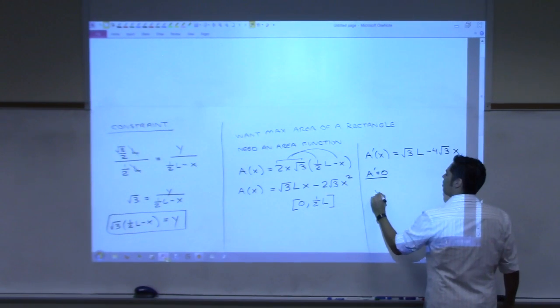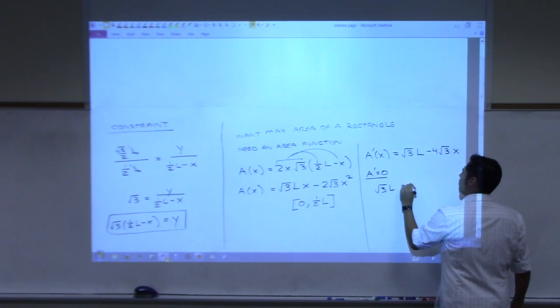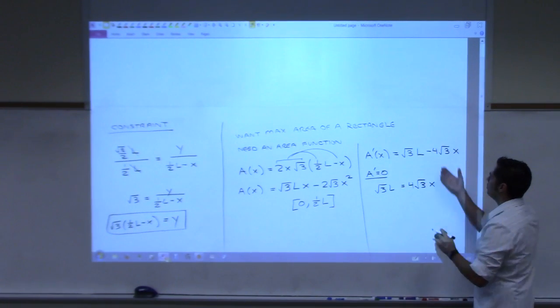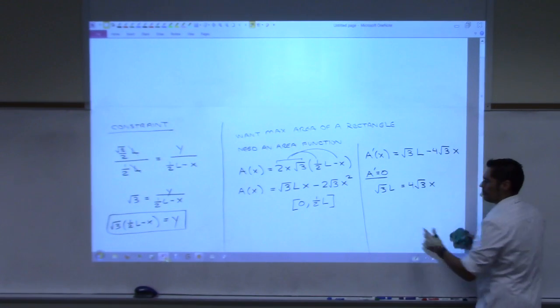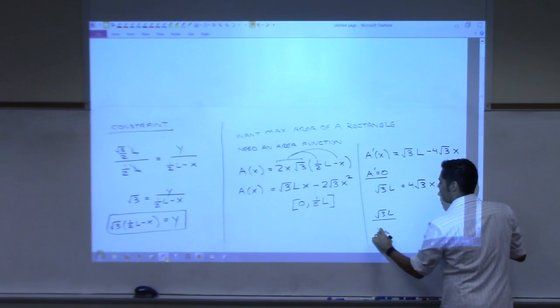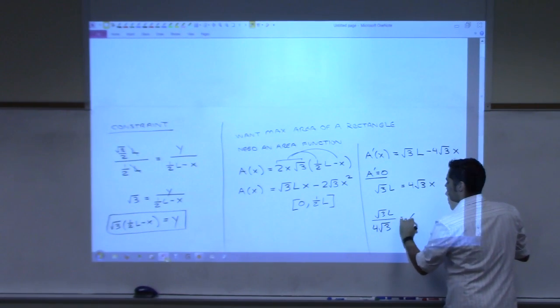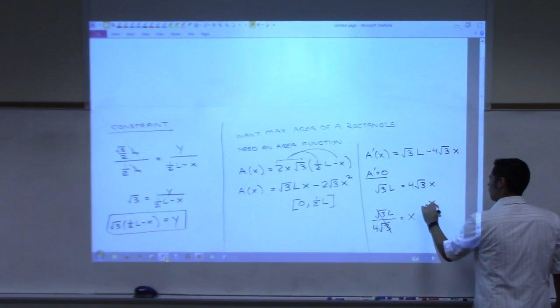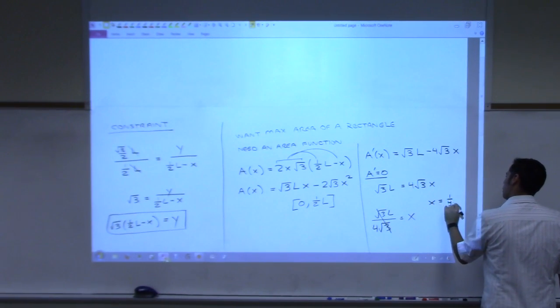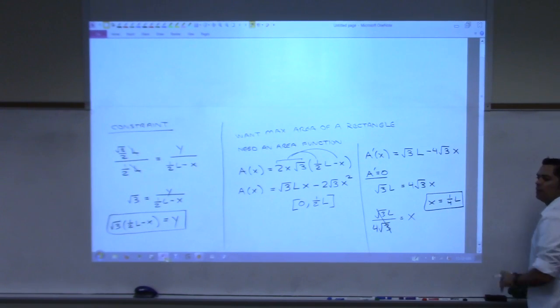And when you set this to 0, you get root 3 L equals 4 root 3 x. I just moved this to the other side, and I'm going to divide both sides by 4 root 3. So root 3 L over 4 root 3 equals x. The root 3's cancel, and you get L over 4. L over 4 is 1/4 L, right? That's our critical number. Now what?